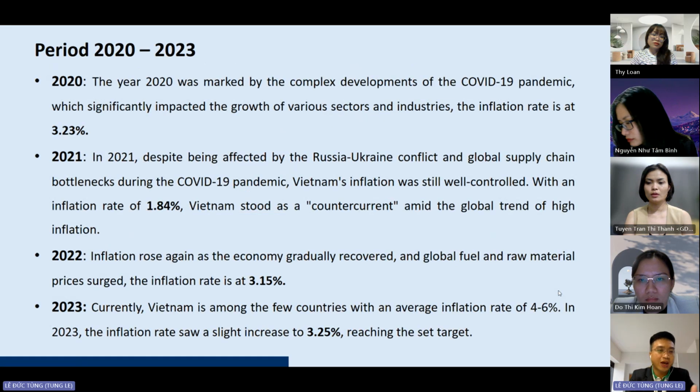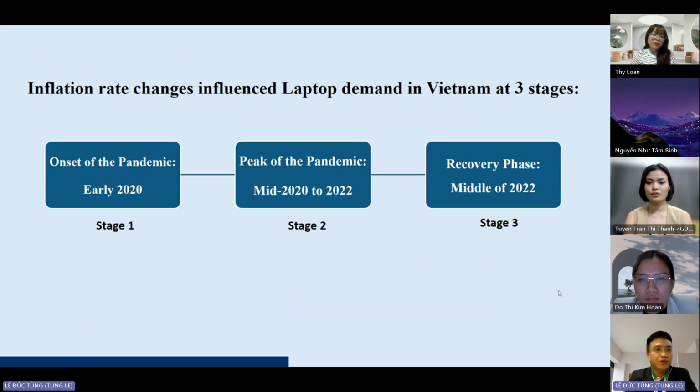And here are the details that I just mentioned. I also present how the inflation rate changes influence laptop demand in Vietnam at three stages. The first stage is the onset of the pandemic from early 2020. The peak of the pandemic is stage 2, from mid 2020 to 2022, and the recovery phase from the middle of 2023 is stage 3.